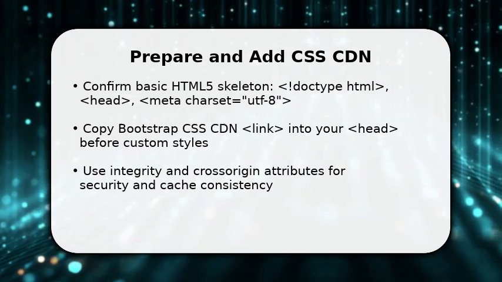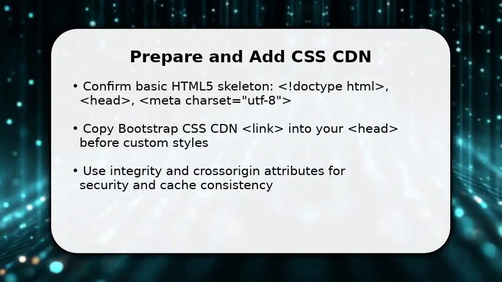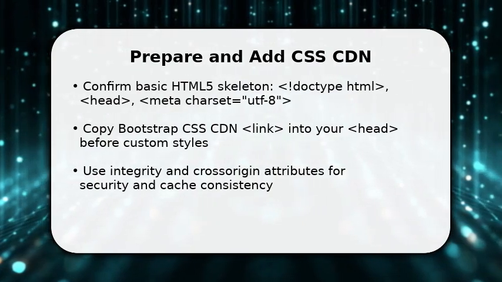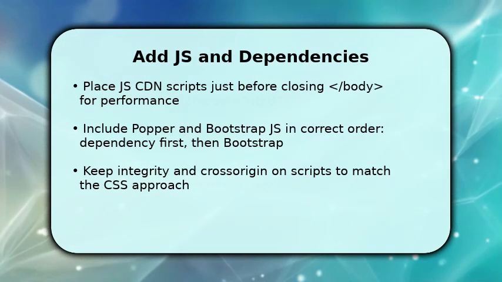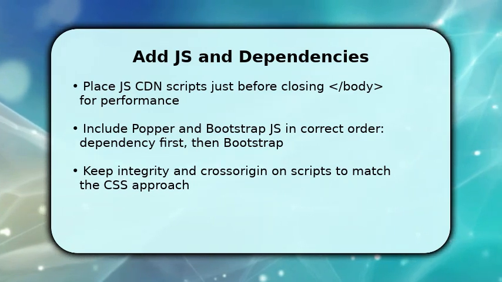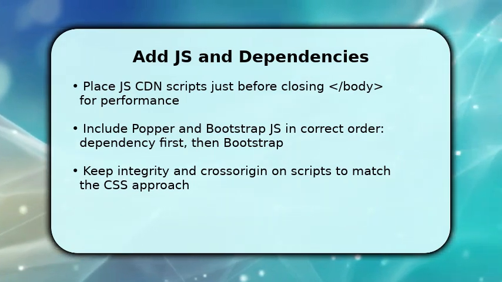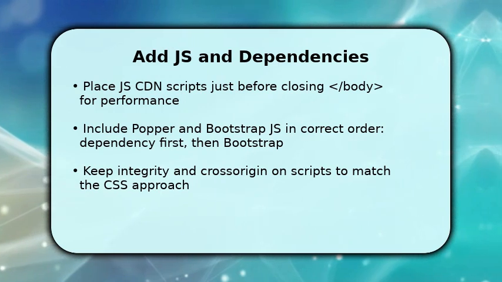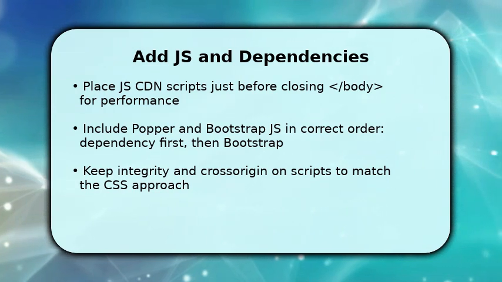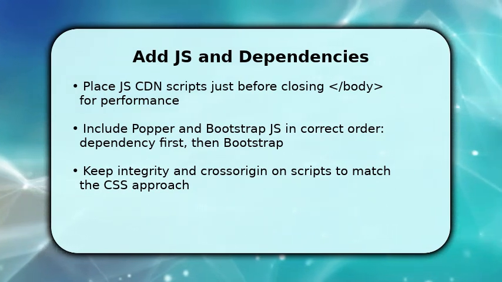Make sure the document uses HTML5 doctype and a charset meta tag so fonts and components render predictably. Next, you add the JavaScript side. Place the dependency script Popper and then the Bootstrap JS CDN right before /body. Doing this improves load performance and ensures interactive components initialize after the DOM is ready.